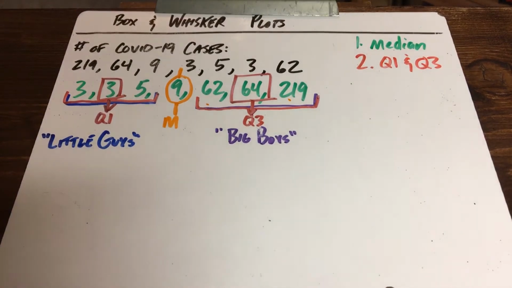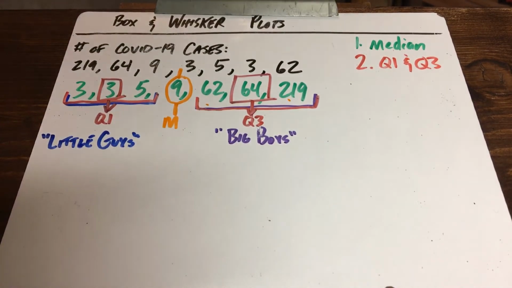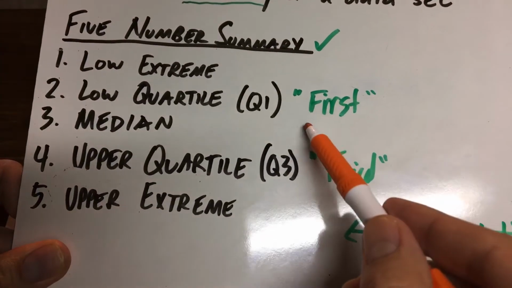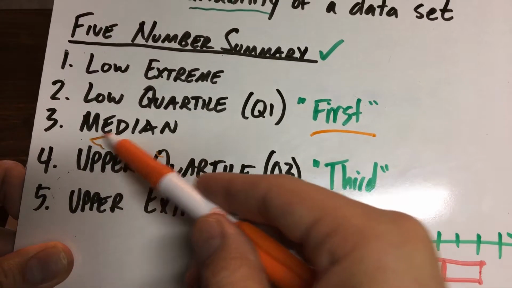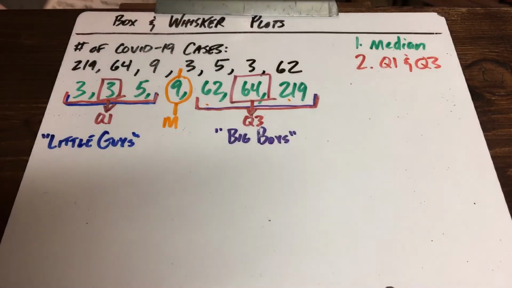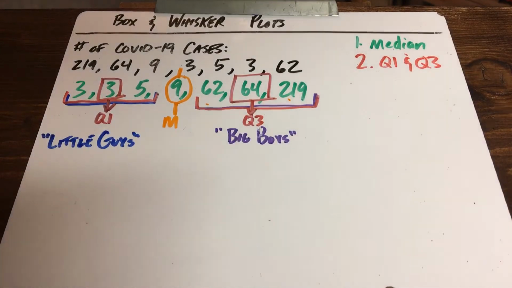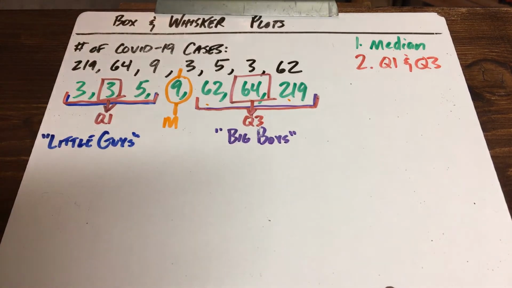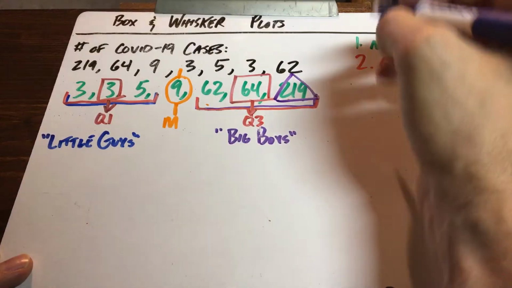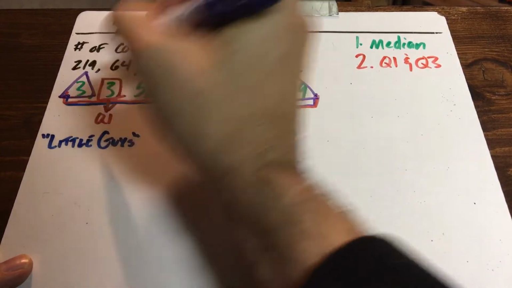In fact, we have 3 of the 5 numbers in our 5-number summary, right? We have the first quartile, this. We have the median. We did that first. We have this. Now we just need the low extreme and the upper extreme. The lower extreme and the upper extreme are easy to find. They are simply the biggest number in the list and the lowest number in the list. All right, so here's the biggest number in the list, and here's the lowest number in the list.